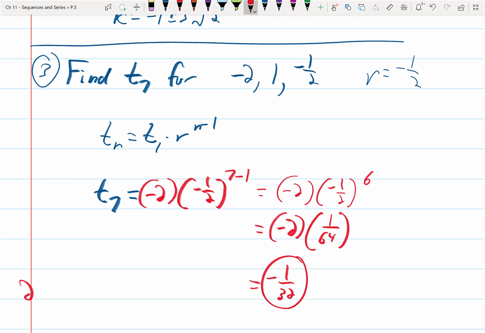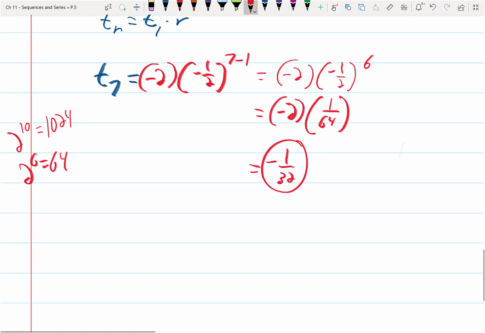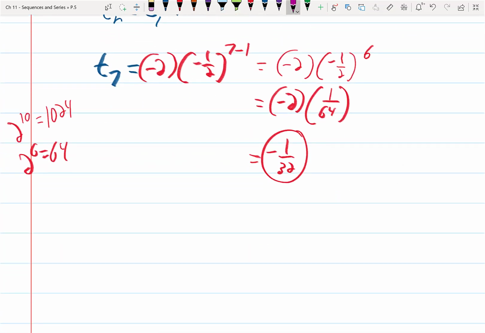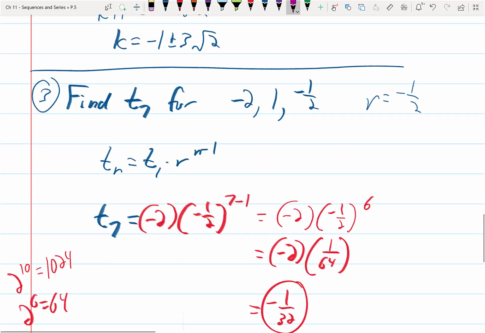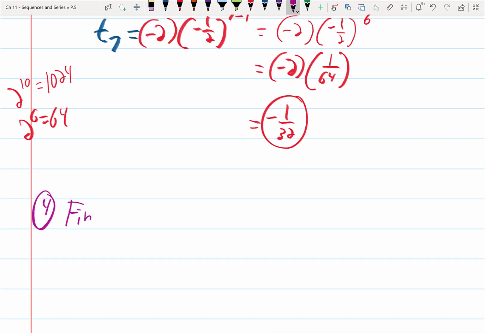Remember, 2 to the 6th is 64. Commit that to memory. Remember, 2 to the 10th is 1024. Commit that to memory. Get your other powers of 2 based on those 2 values. You'll be fine. Let's go to number 4. We're going to up the difficulty again.